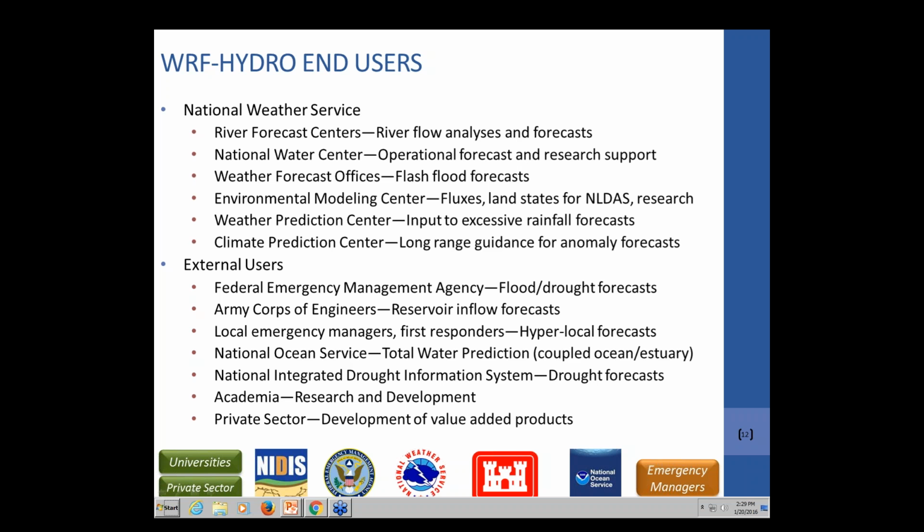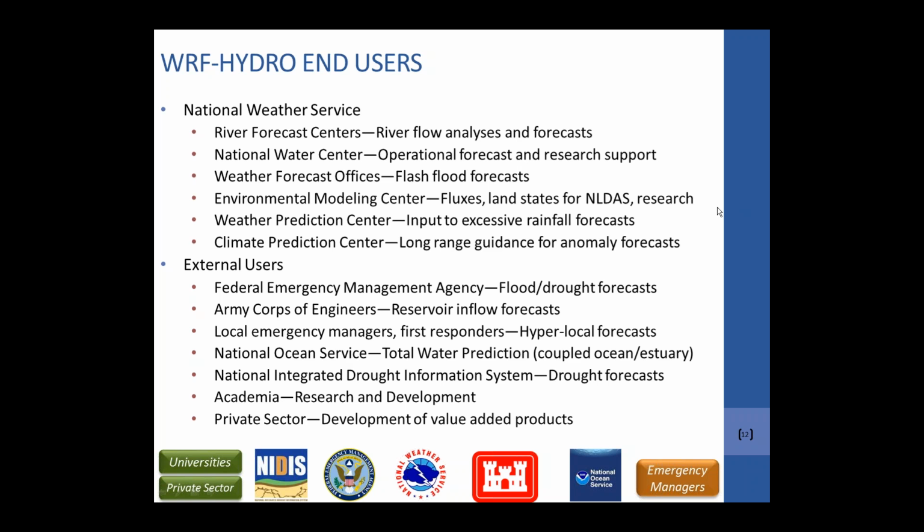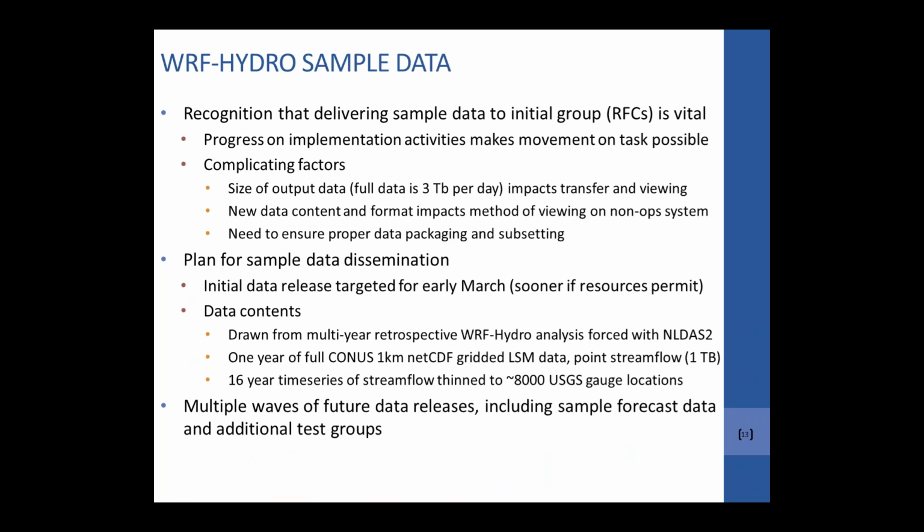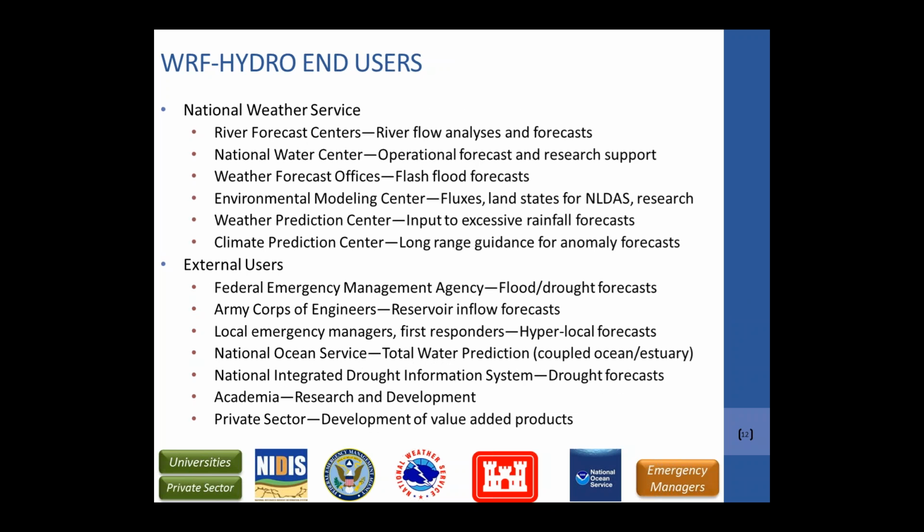We've had a lot of talks with the National Ocean Service on the total water prediction effort, and this would again be getting at the coupled ocean-estuary-freshwater modeling thrust, where we're seeking to represent the total flood potential at the coast, for example. So it's not just river flooding, but also storm surge, and how does that combine? Also water quality or water temperature. Those are also areas that we want to contribute to. The National Integrated Drought Information System, or NIDIS, is another partner. And academia and the private sector will also be key links.